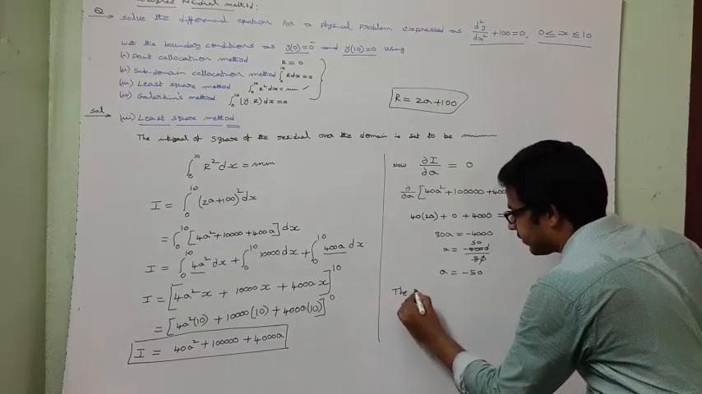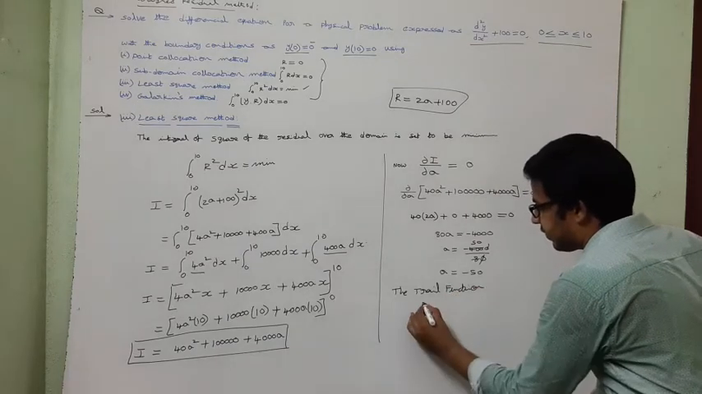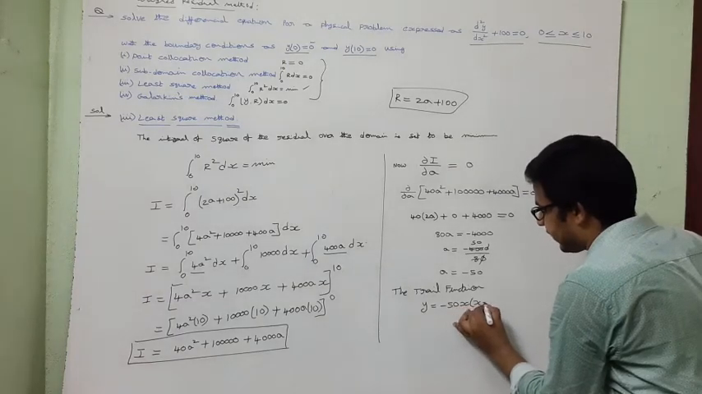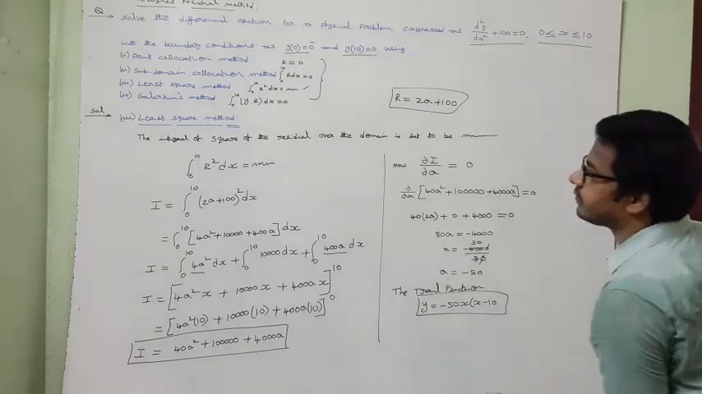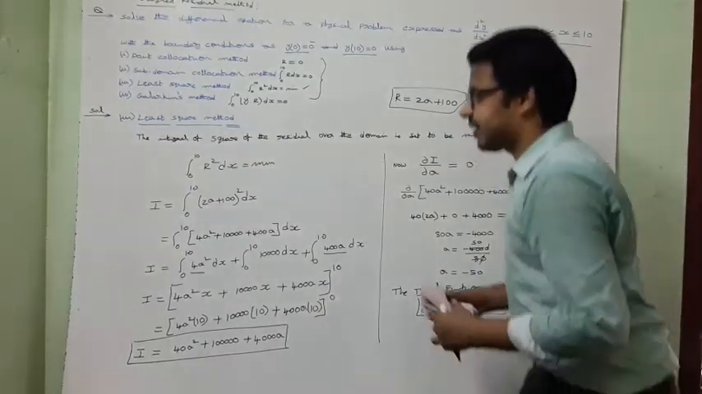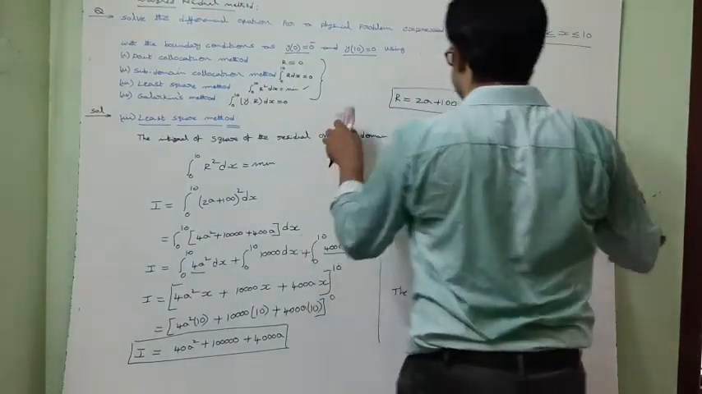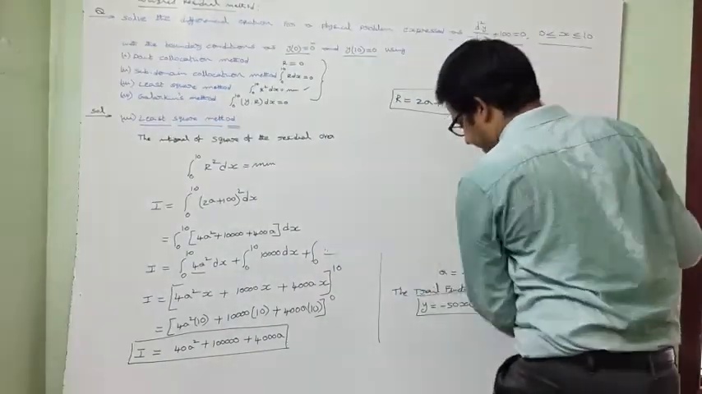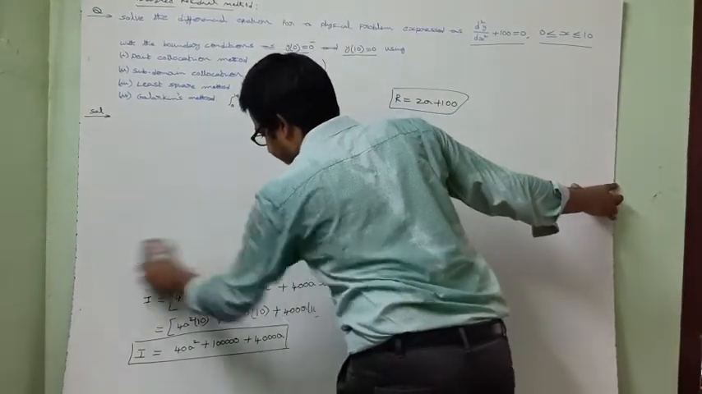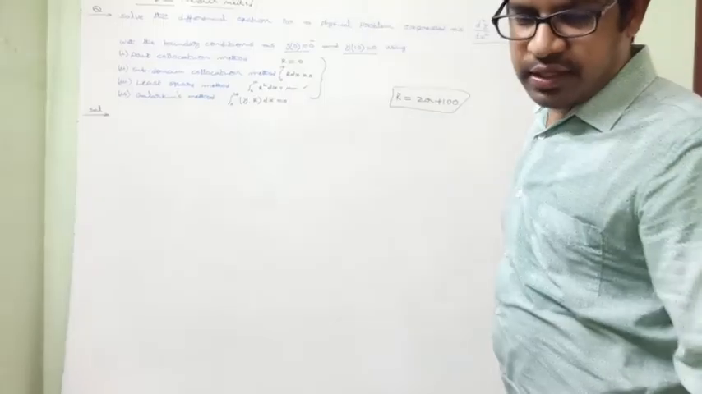The trial function is y equal to minus 50 into x into (x minus 10). This is the least square method trial function equation: y equal to minus 50x into (x minus 10). Coming to the next one, that is the Galerkin method.